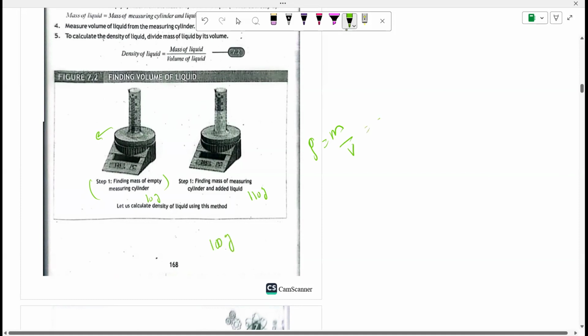So we'll put that here, and we will note the volume of the liquid from the measuring cylinder. We'll put this into here, and we will find the density of the liquid. Greater the density, the more dense it will be, it will settle down easily.